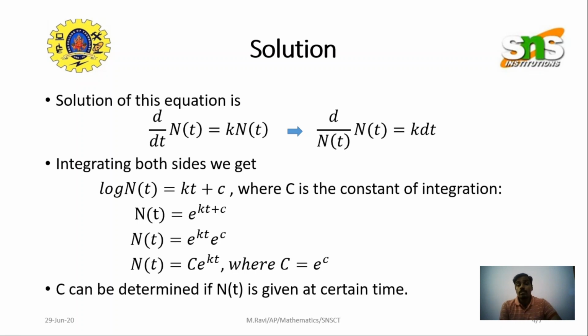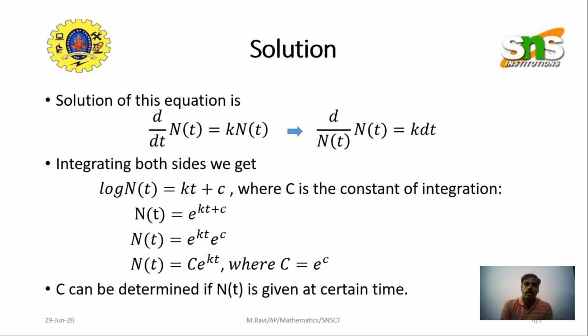Next, how to solve this problem and find the solution. Here dN/dt equals k into N of t. As it is a first order differential equation, it can be solved by using the variable separable method. So I am separating the variables: dN/N equals k dt. Integrating both sides with respect to t, we get log of N of t equals kt plus c, and N of t becomes exponential. So N of t equals e power kt plus c.